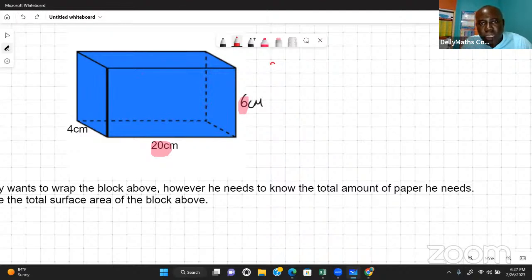So let's write it down. We're dealing with 20 by 6. And you must agree that it's 2 of them because there's another one at the far end. So you double that.